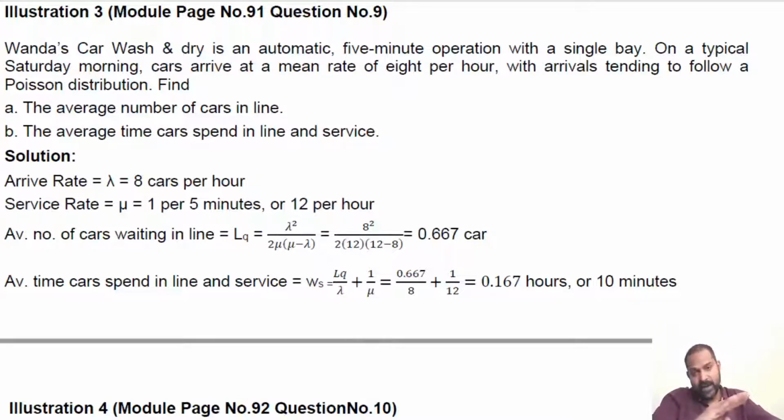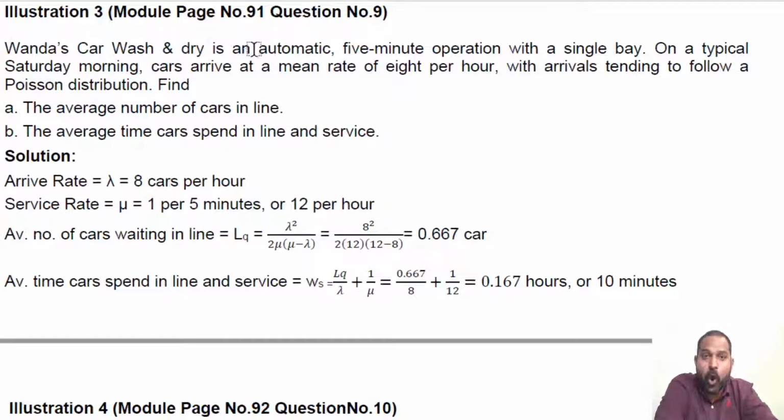Fine, we come to the last question of queuing theory. With this, queuing theory will come to an end. What is different in this question? Let me read the question. Wanda's car wash and dry. So there's a car wash and dry where they wash your car, clean it, dry it and give it to you.